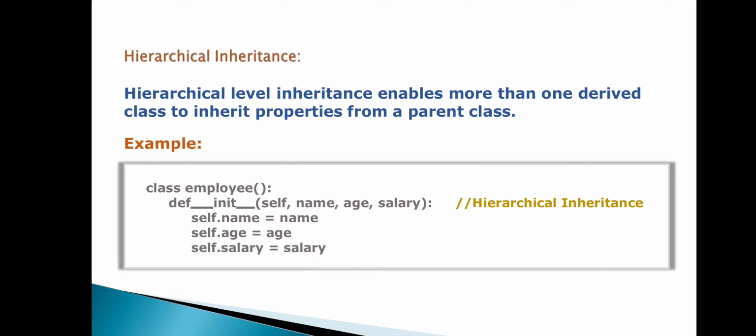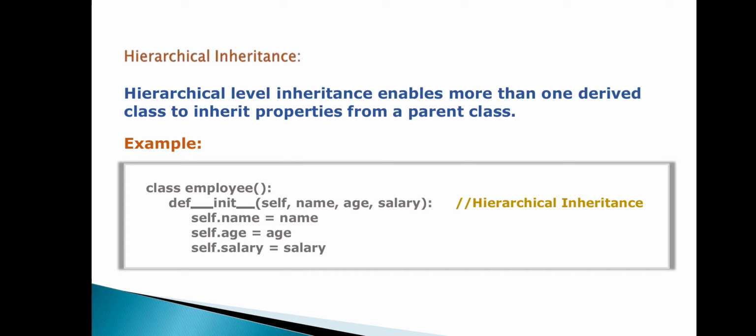Hierarchical level inheritance. In hierarchical level inheritance, we can see more than one derived class from a base class, which in turn means that it has more than one child. If a parent class can have more than one child, then it will be considered as hierarchical inheritance. All derived classes inherit the properties from a single parent class.